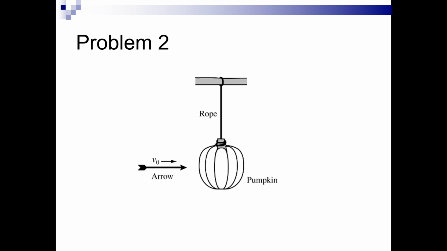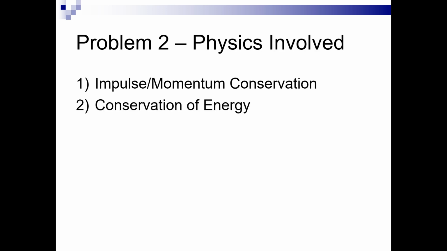If you remember, because now we have multiple objects acting together, we have to use collisions and momentum conservation. And then impulse will be a little bit of that. But then after it gets hit, it swings to a certain height, and so after the hit, we can figure out that the energy is going to be conserved. And I'll explain the answers.